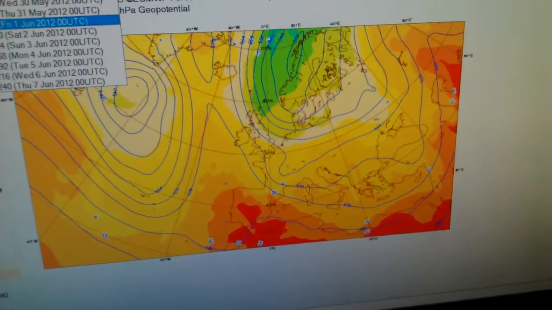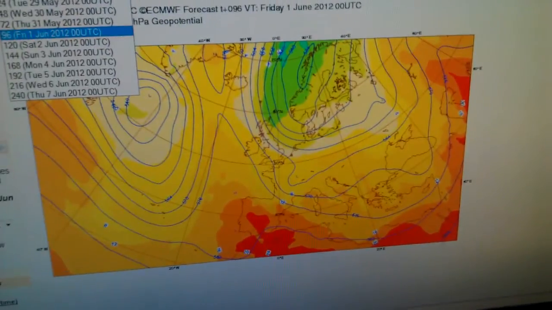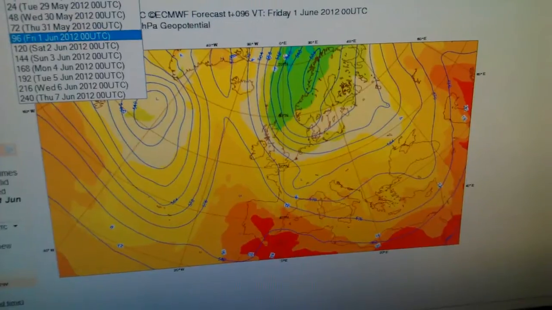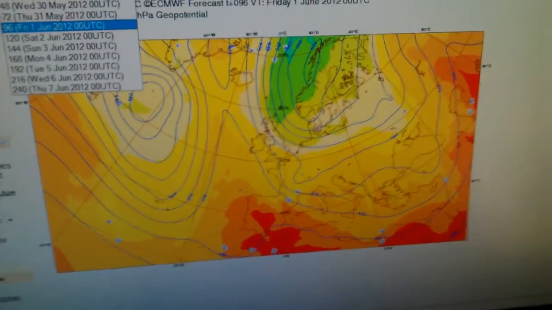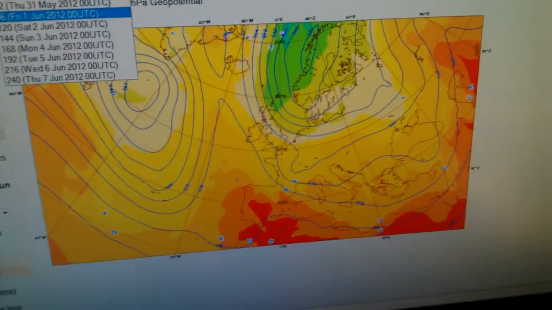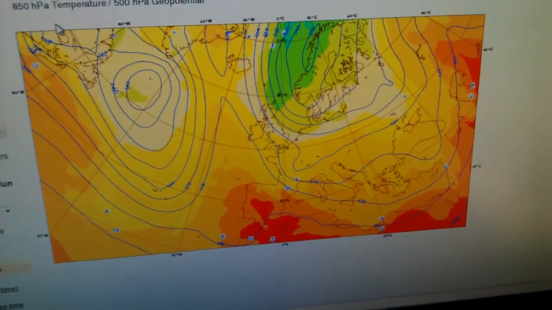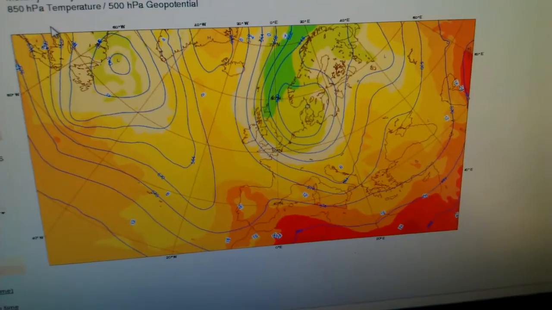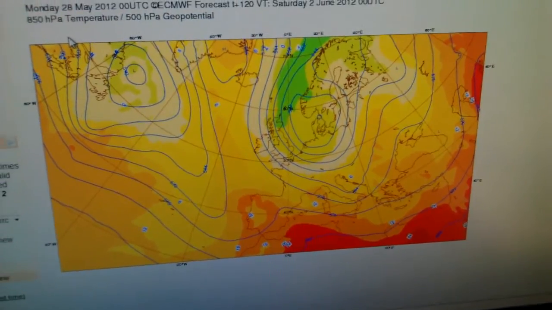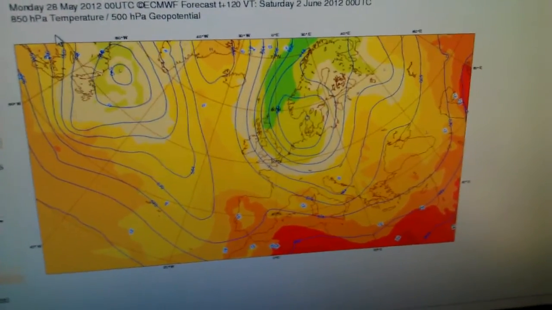After a few cloudy days, folks, we're going to start to see high pressure start to build back in for the end of the week, but highs are going to be suppressed. They're going to be in the low and mid-teens, unfortunately, by the time we reach the weekend. This is, of course, for Saturday, the 2nd of June. And it certainly is not a very impressive picture.